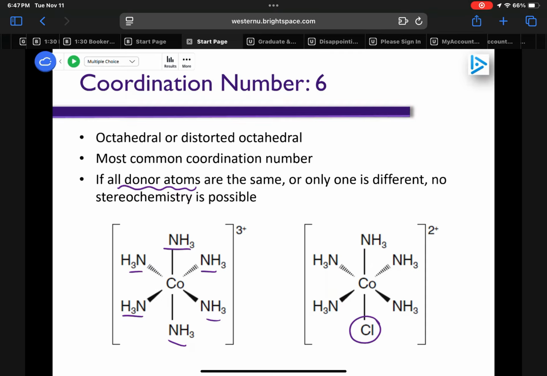For example, here is my octahedral arrangement with 6 donor atoms. If all of the ligands are the same, it's not going to have an isomer. If 5 ligands are the same and one of them is unique, it's also not going to have an isomer, because even if I popped this one over here and put it on the right-hand side instead, all I have to do is rotate it and it's back to the same thing. So 6 identical ligands, or donor atoms, or one unique one, we're not going to have an isomer.